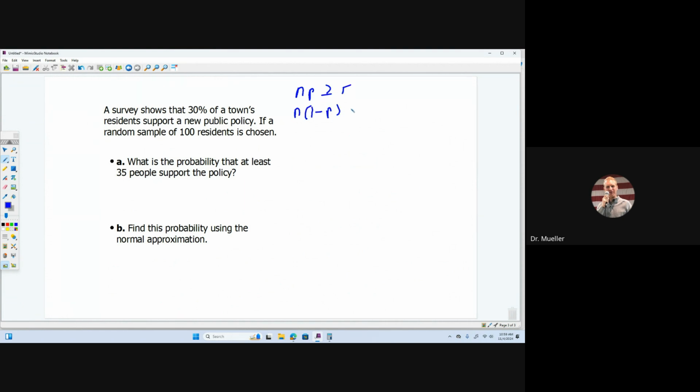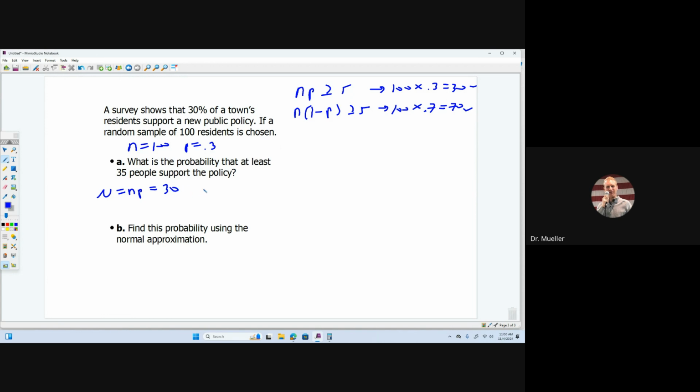and that n times 1 minus p is greater than or equal to 5. So n is 100 times p is 0.3. That's 30. So that checks out. N is 100 times 1 minus p is 0.7. That's 70. So that checks out. So we're good. So let's do our mean, which is n times p, which is 100 times 0.3, right? Because n is 100, p is 0.3. So n times p is 100 times 0.3, which is 30.